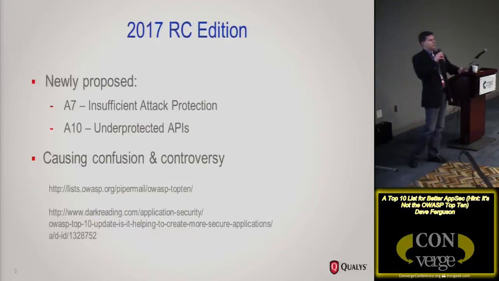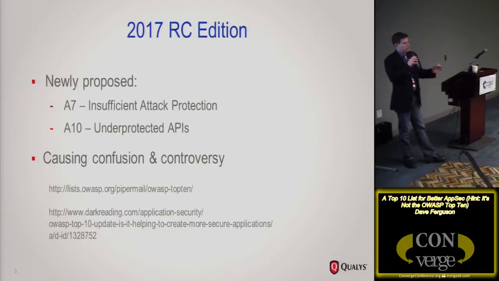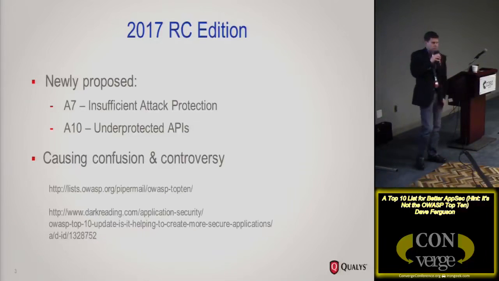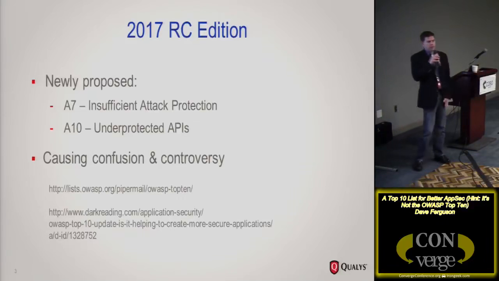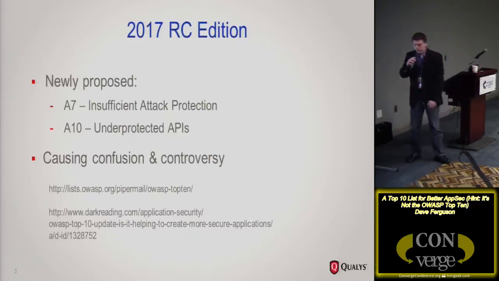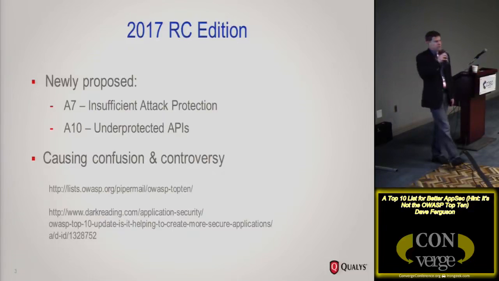The A4 and A7, which both relate to authorization issues, have been combined into one, A4, which is called broken access control. I'm okay with both of those, and I think most everybody in the AppSec world has no problem with those. The things that are causing controversy are the new ones, especially this new A7 here called insufficient attack protection.